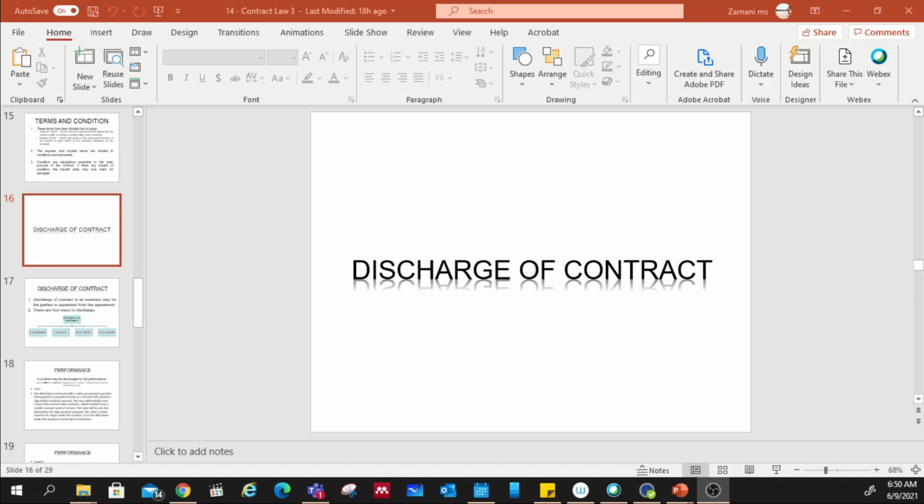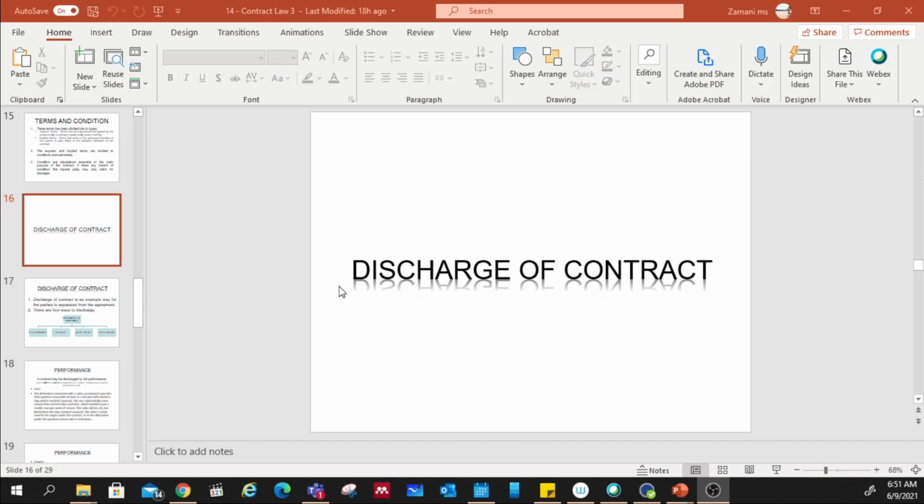Discharge of contract is a process where you don't want to be bound anymore by the contract. For example, the term is used when you get out of the hospital, right? You are discharged from the hospital, so you're not connected to the hospital anymore. So the term here is discharge of the contract. It's the same thing: you remove yourself from the contract itself.